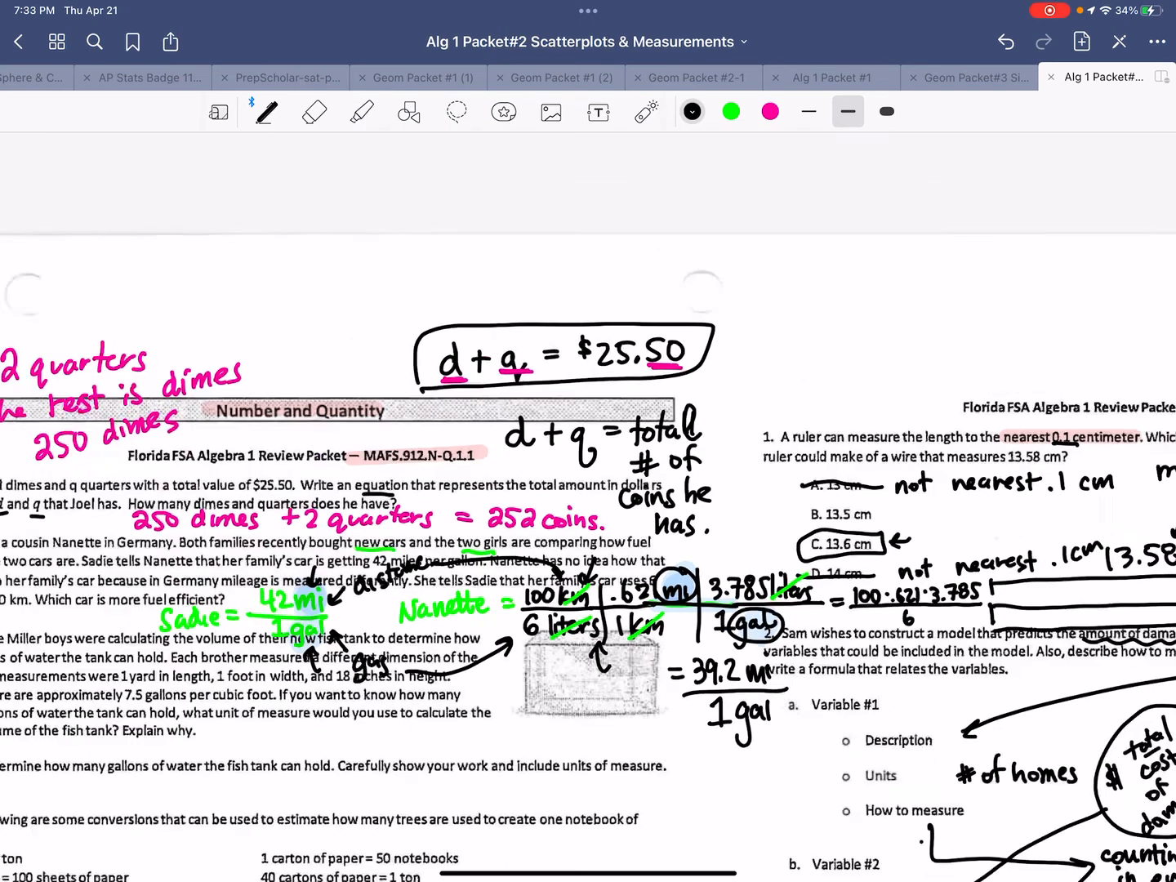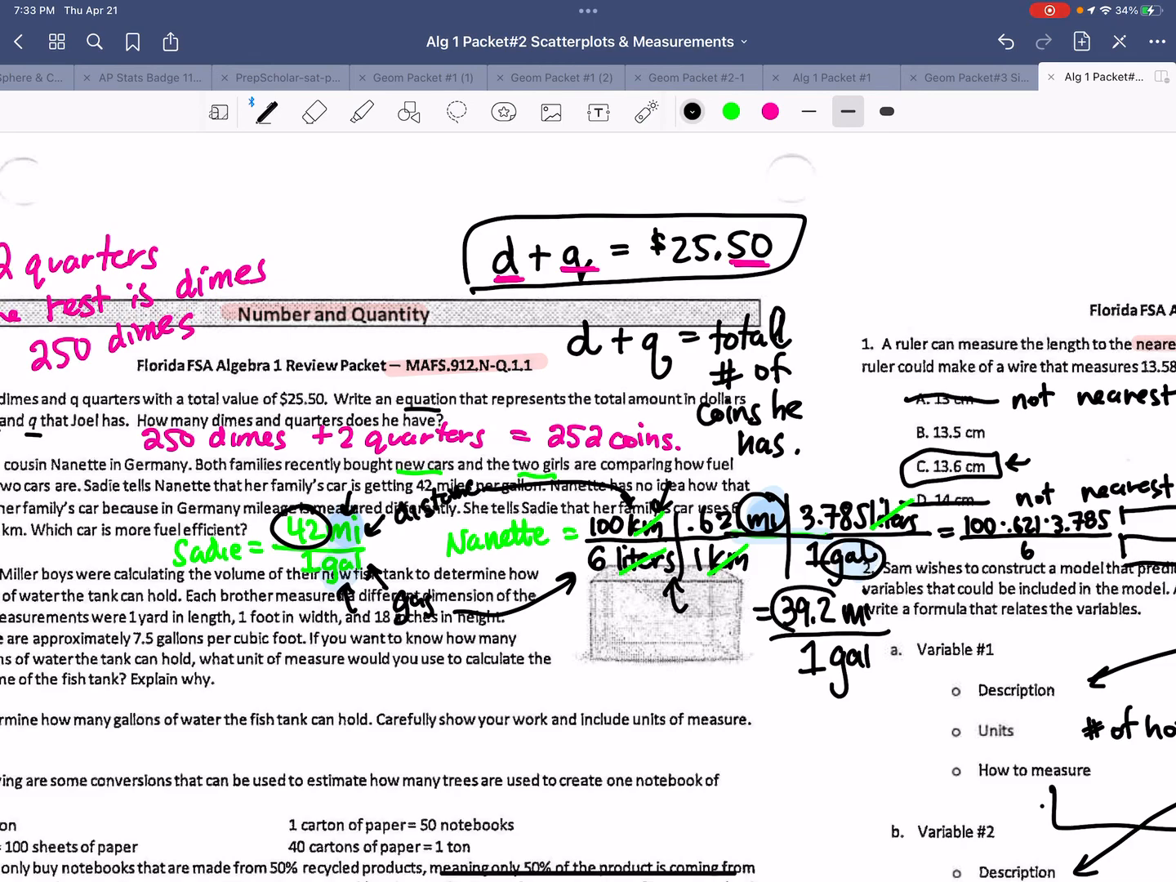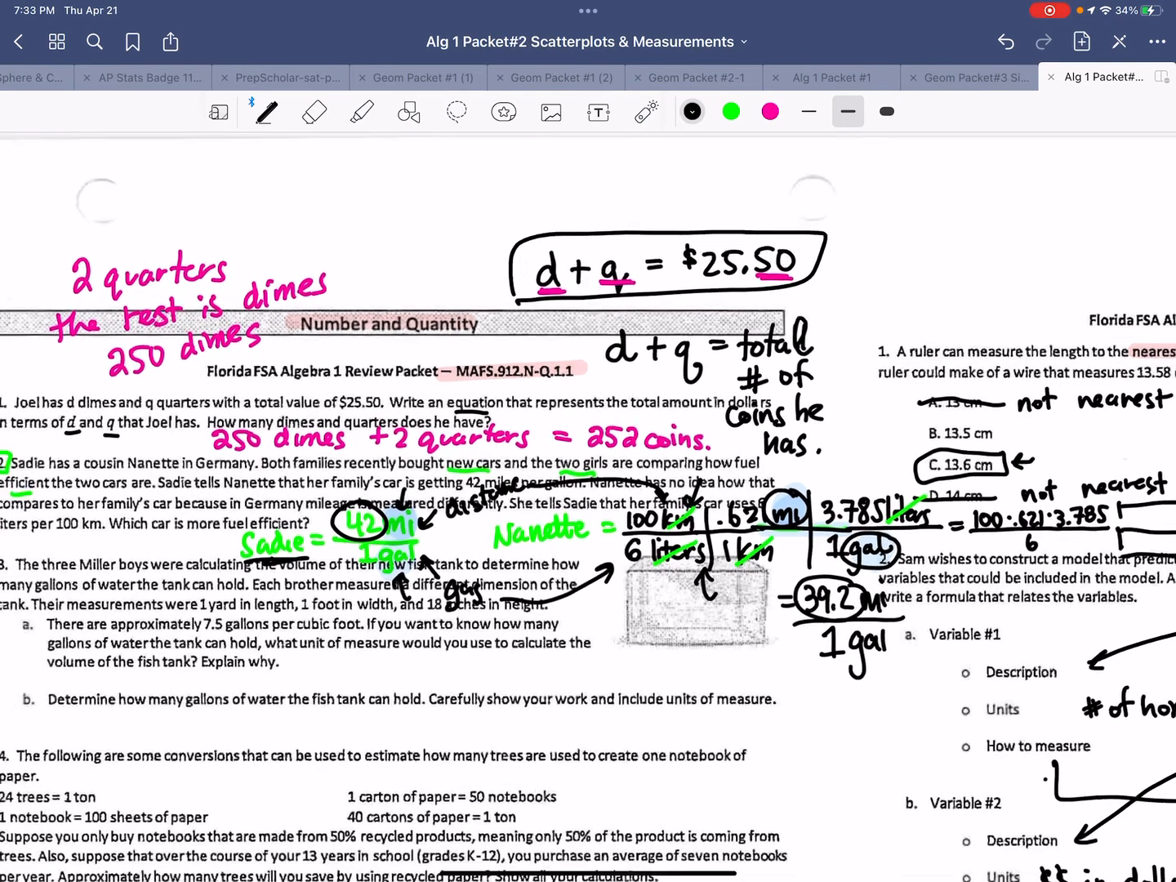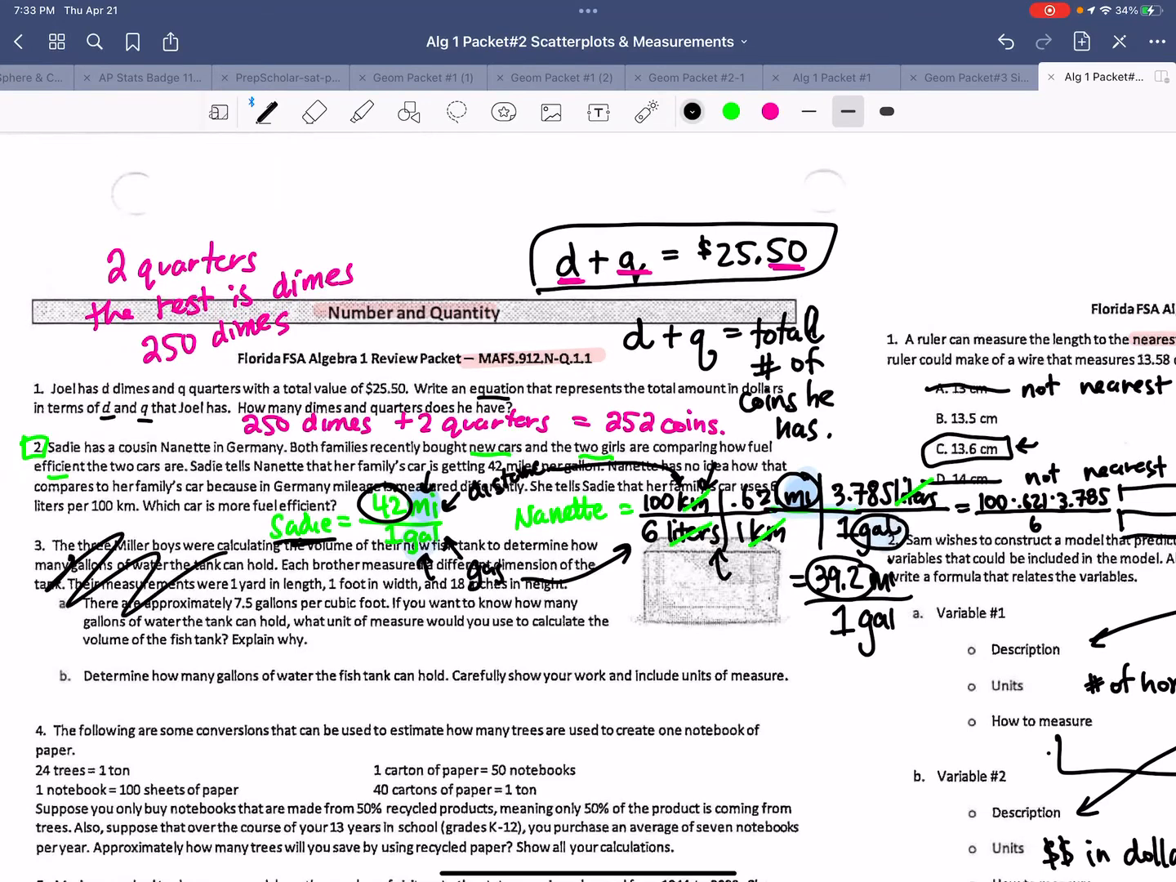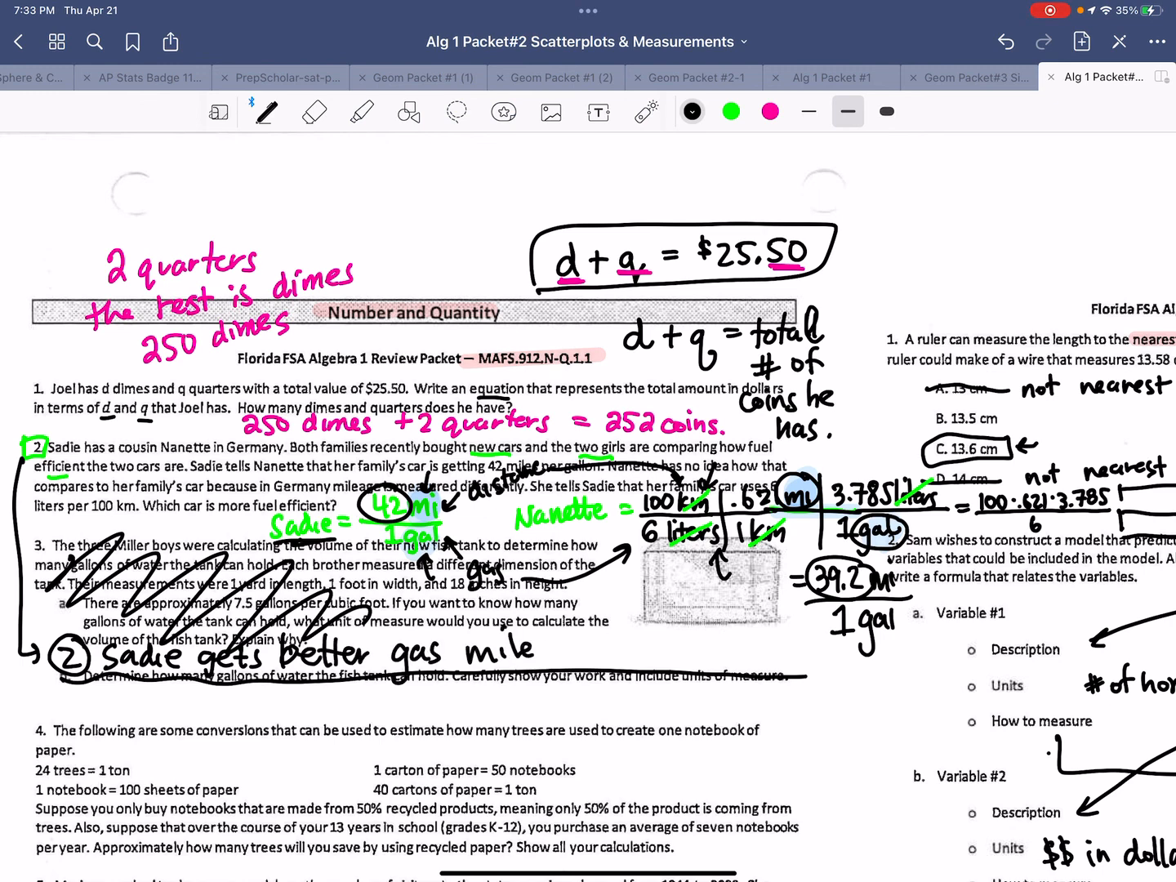So who gets better gas mileage? It looks like it's Sadie. So I'm not going to work question number 3, so this gives me some room here. Question number 2, Sadie gets better gas mileage because 42 miles per gallon is greater than 39.2 miles per gallon. Love it.